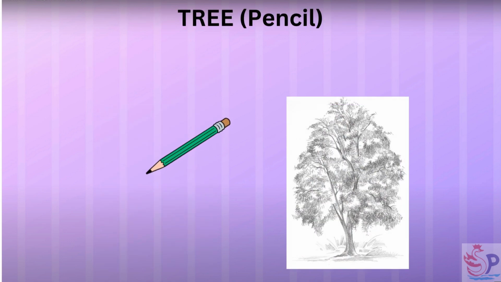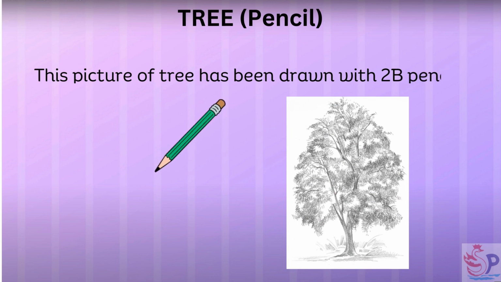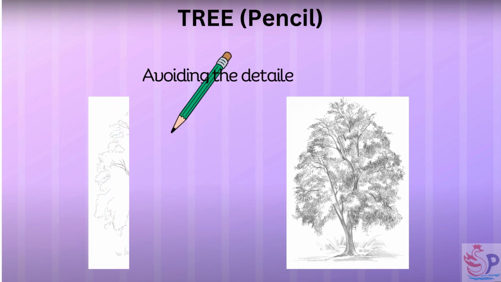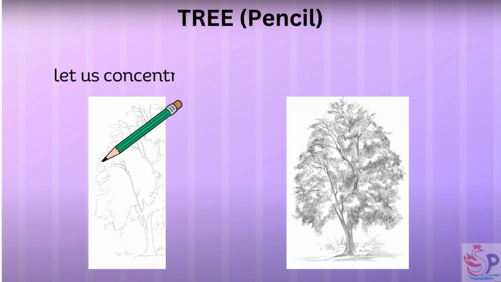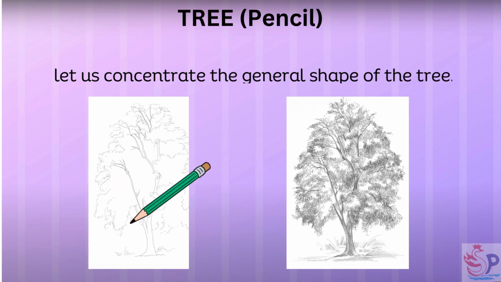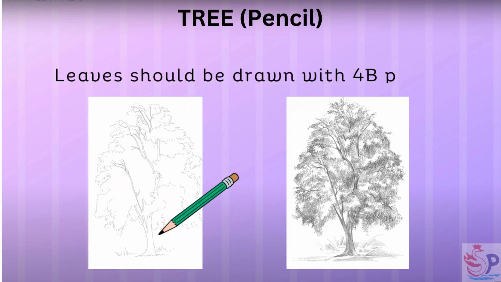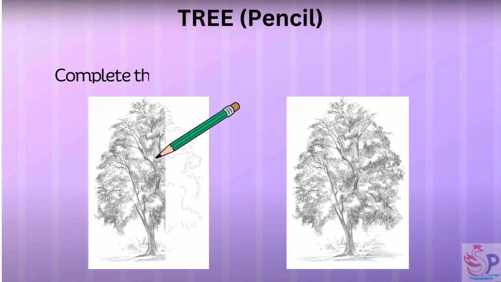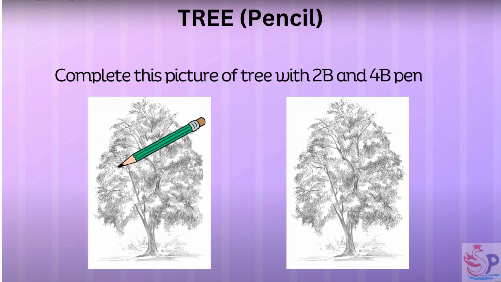Tree, pencil. This picture of a tree has been drawn with a 2B pencil. Avoiding the detailed study, let us concentrate on the general shape of the tree. Leaves should be drawn with a 4B pencil. Complete this picture of a tree with 2B and 4B pencils.